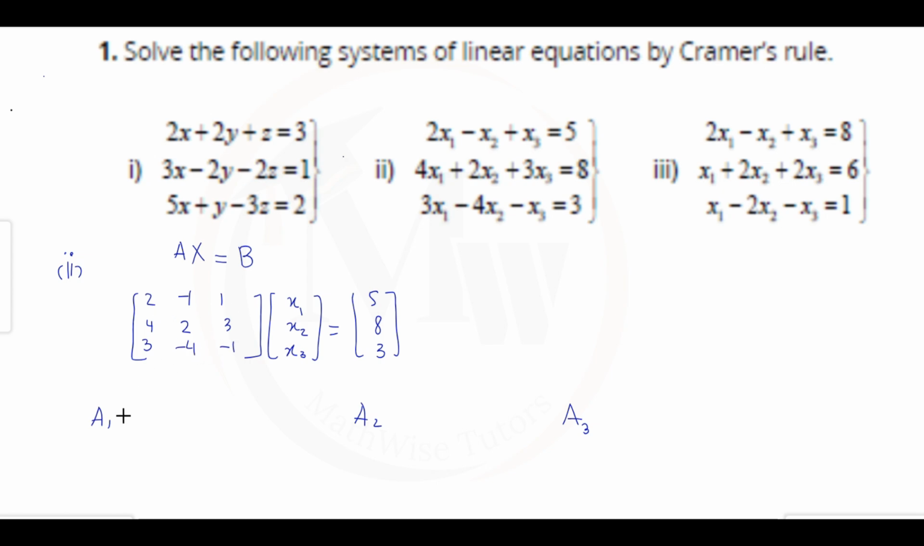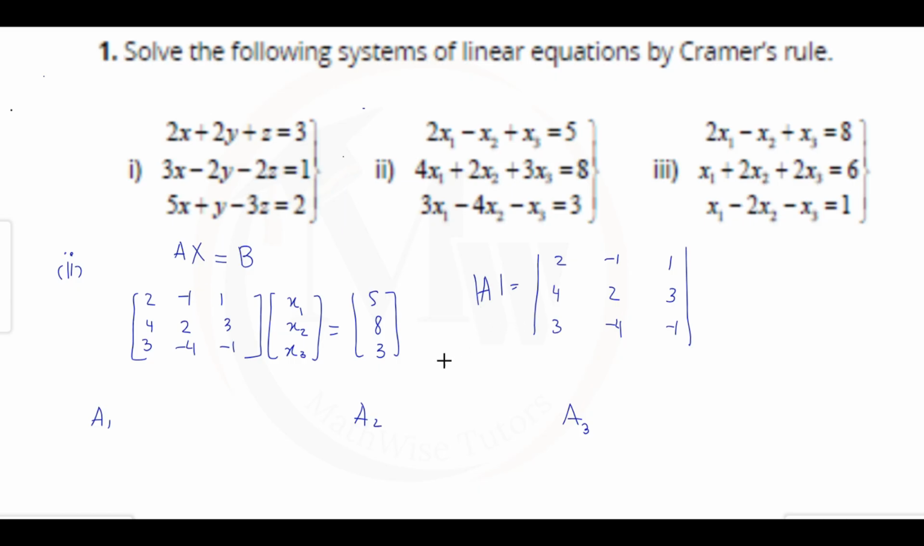By using this A, we make A1 and find its determinant. First thing, we find the determinant of A. The determinant of A is the first thing we need, because it will be used for all three: x1, x2 and x3. So the determinant of A will be the matrix 2, negative 1, 1, 4, 2, 3, 3, minus 4, minus 1. Okay, let's find the determinant.